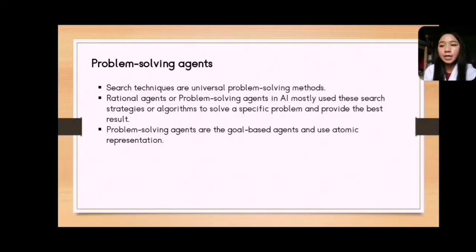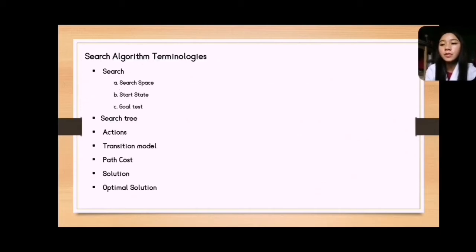Problem solving agents. In artificial intelligence, search techniques are universal problem solving methods. Rational agents or problem solving agents in AI mostly use these search strategies to solve a problem and to provide the best result. Problem solving agents are the goal-based agents and use an atomic representation. In this topic, we will learn various problem-solving search algorithms.